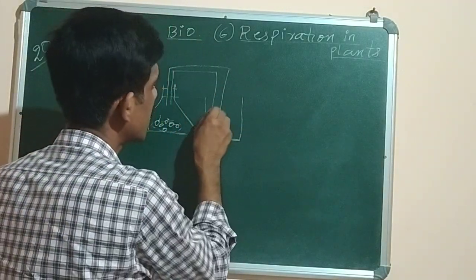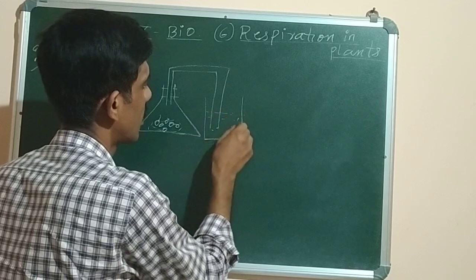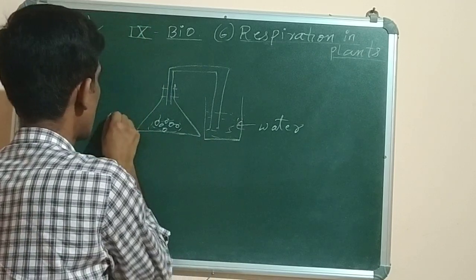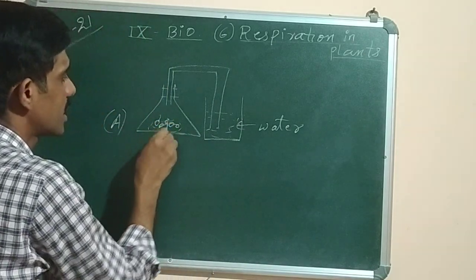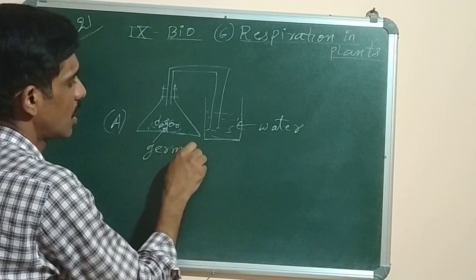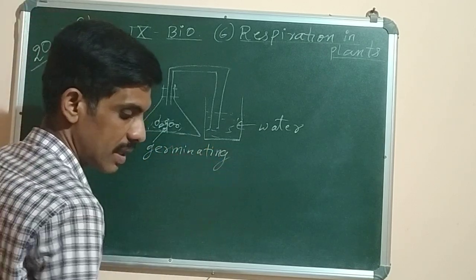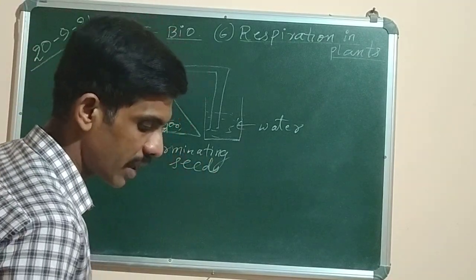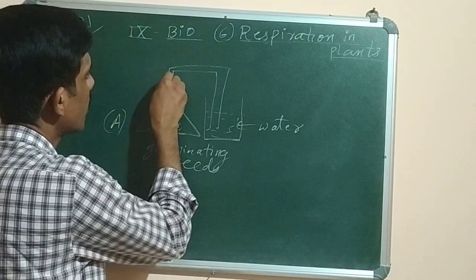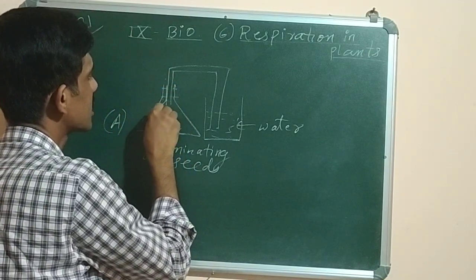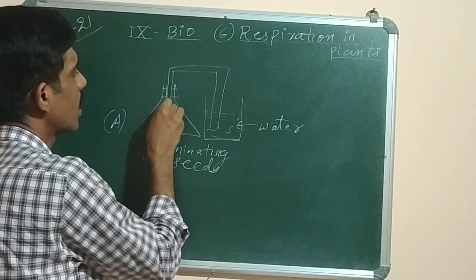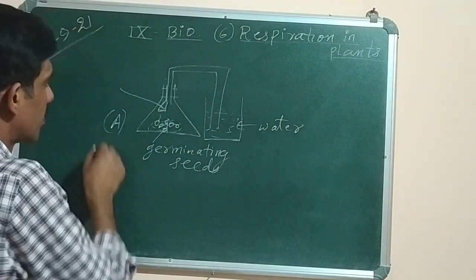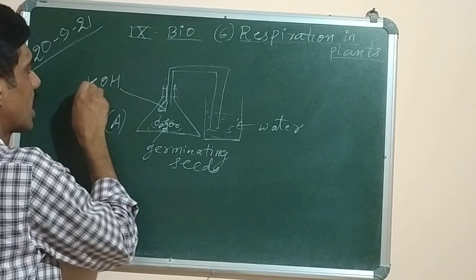In that beaker, what is present? The water is there, like suppose this much water level is present. This is setup number A, in which these are the germinating seeds. In your book already given, germinating seeds are there, and cork is there. Now you can find that with the help of a thread, a small test tube is suspended. In that test tube, what is there? A chemical is there. The name of that chemical which is mentioned is soda lime, that is KOH, potassium hydroxide, or soda lime is there.